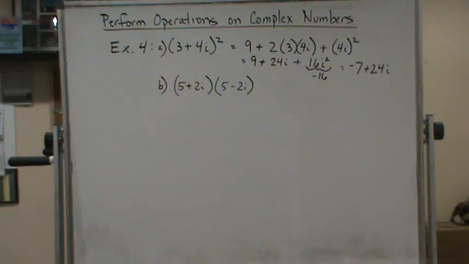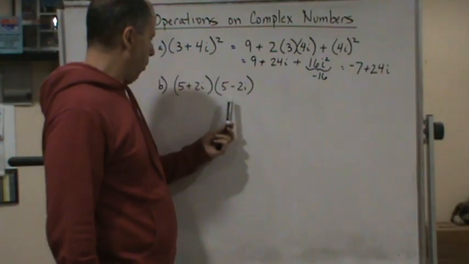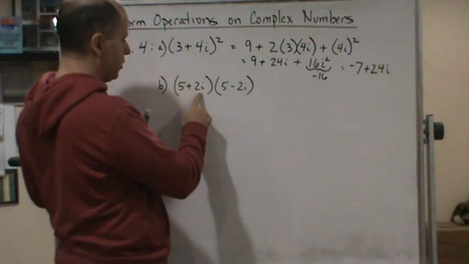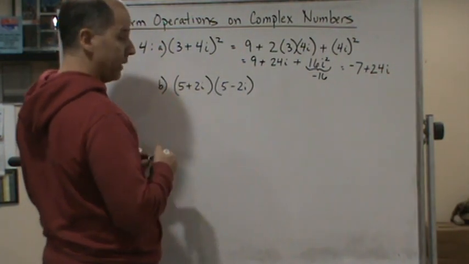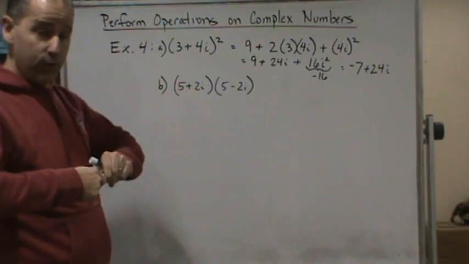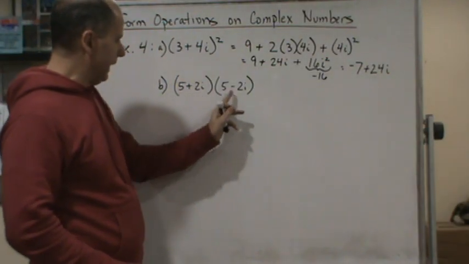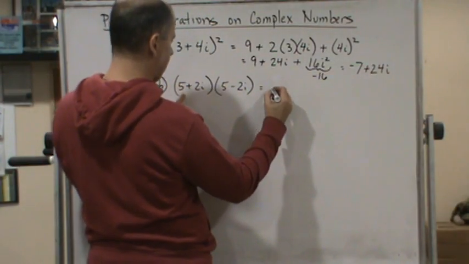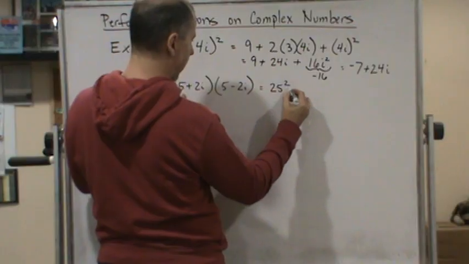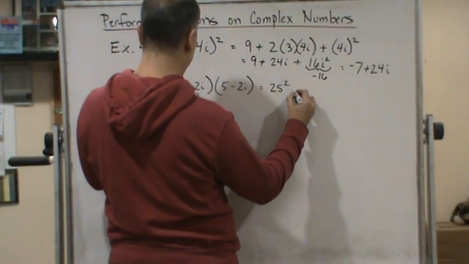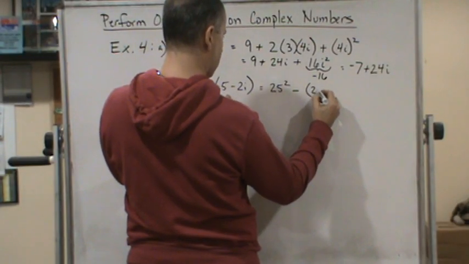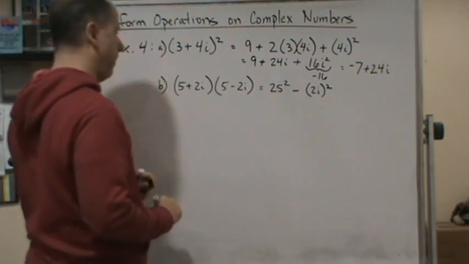Now the second one, if you notice, this is the factored form of a difference of two squares, right? So 5 plus 2i and 5 minus 2i, so it has the form of a difference of two squares. So this is your a and b. So we know that this is just going to equal what? It's going to equal 25 squared minus (2i) squared.